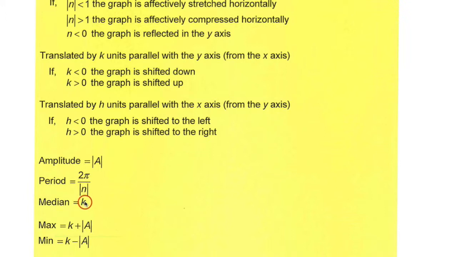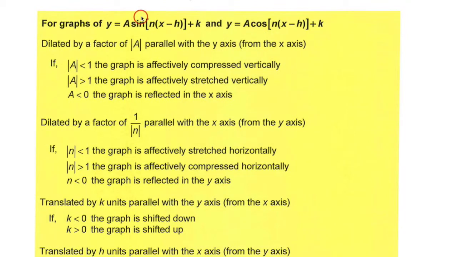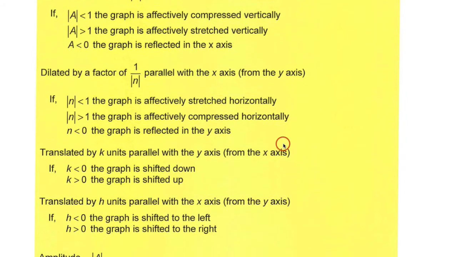The median is k. Usually in the standard graph the median is 0, but we're looking at that vertical translation, that's what the k does, and so the k value tells us the middle value of the wave. The maximum is going to be k plus the amplitude, and the minimum is going to be k minus the amplitude. Alright, so that basically describes the transformations and the effect of h and k for the basic sine and cosine graphs.